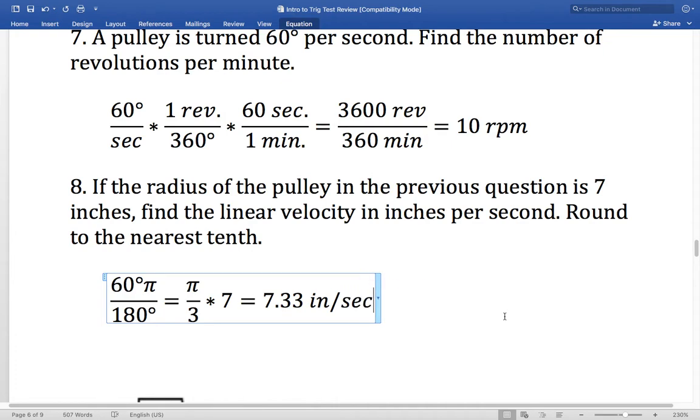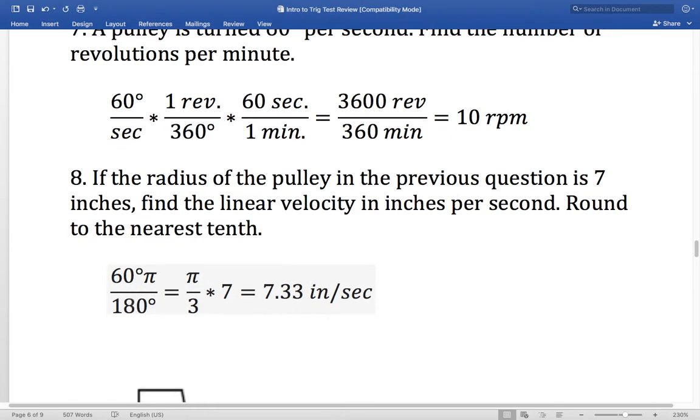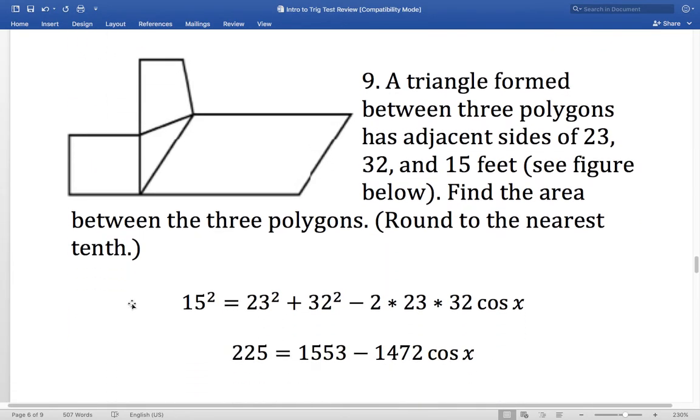All right, inches per second. There we go. So that's your approximate answer. Again, the 10 revolutions per minute does not go anywhere in here. We're going back to the 60 degrees per second that we're starting with. All right, on to number 9.